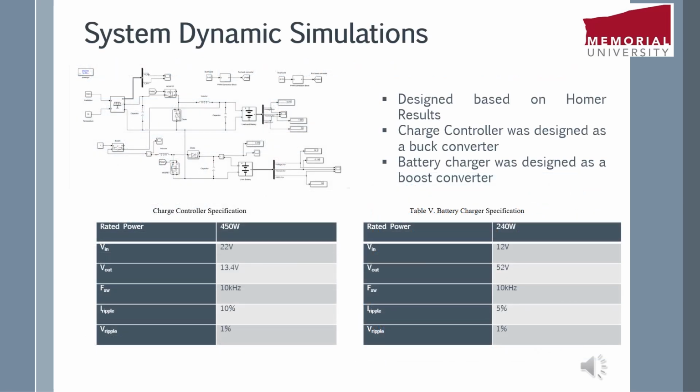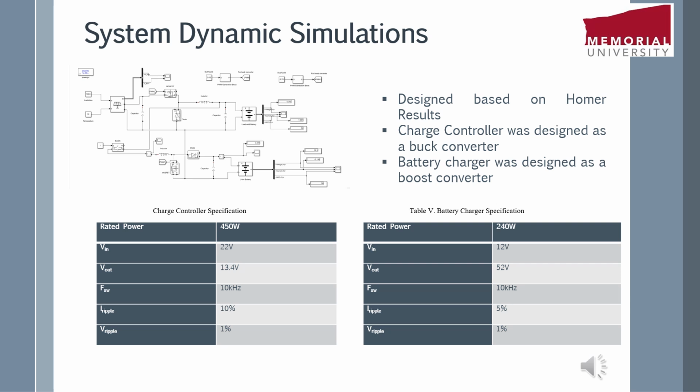To be able to test the system design, we went on to perform simulations in Simulink. We began by modeling the dynamic system of the proposed PV solution. So based on the HOMER results, we designed a charge controller and a battery charger. The charge controller was a buck converter with the specifications found in the left table, which included a power of 450 watts, input voltage of 22 volts from the solar panel, and output voltage of 13.4 volts to charge the lead acid battery, and then others.